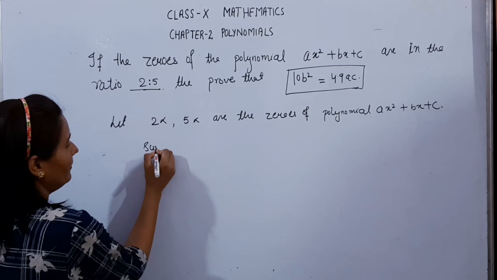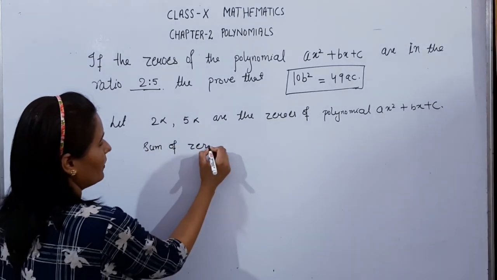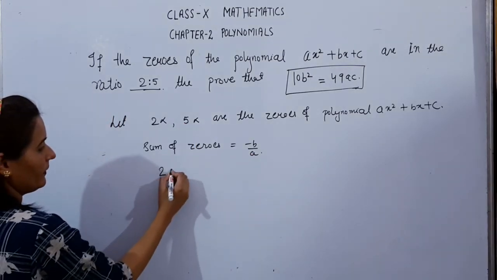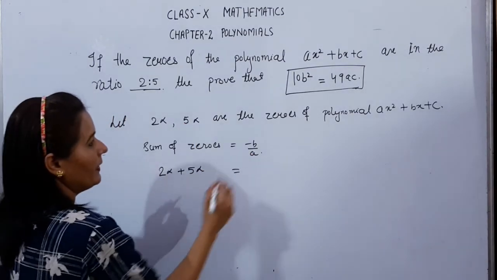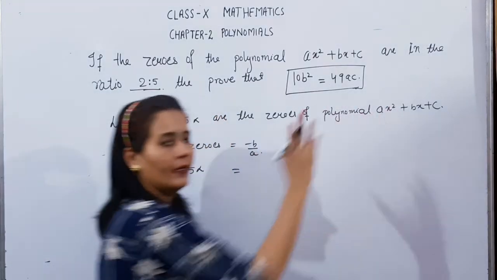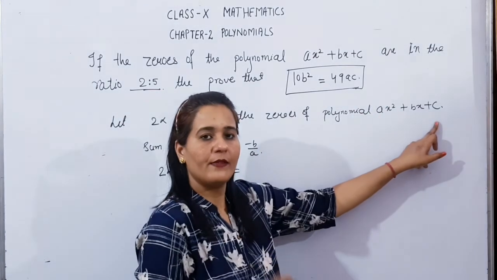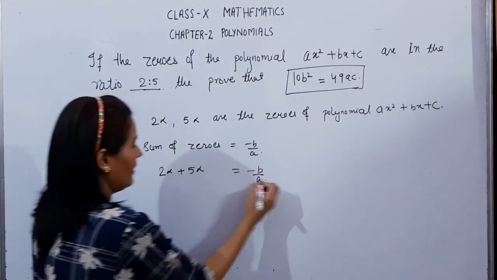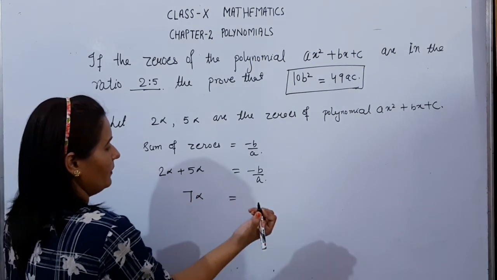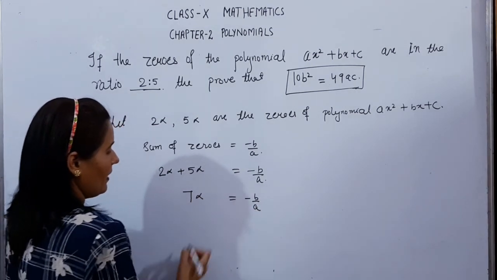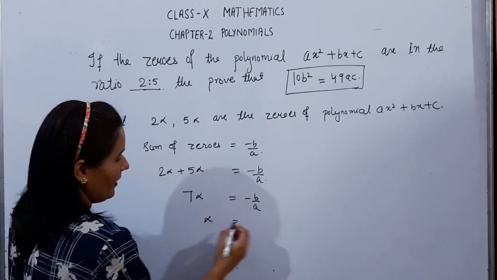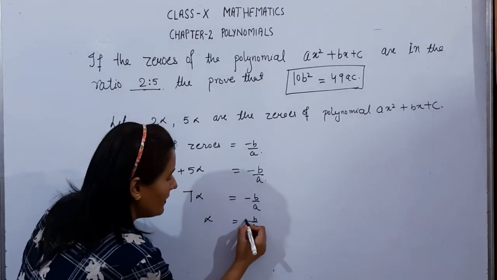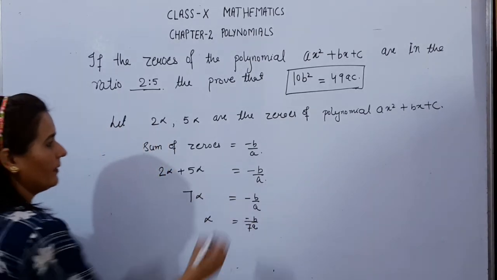Sum of zeros we know is equal to minus b upon a. So the sum 7 alpha is equal to minus b. Here it is minus b only, because this is the general form of a quadratic polynomial, so b will be the same b. So 7 alpha is equal to minus b upon a. If I write alpha's value, alpha is minus b upon 7a.